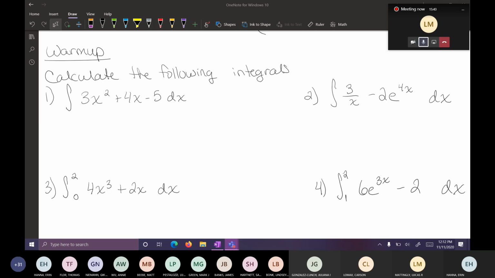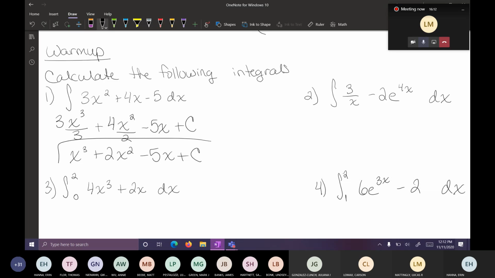All right, so the first two are indefinite, so we just want to find the most general antiderivative. The 3 comes along for the ride. Anti-power rule: add 1 to the power, divide by the new power. The 4 comes along for the ride, add 1 to the power, divide by the new power. The antiderivative of 5 is 5x. Always add a plus c at the end. Of course, you could simplify those constants out front if you want.